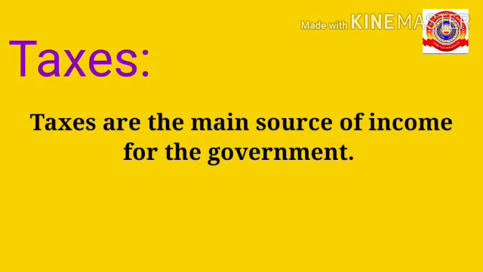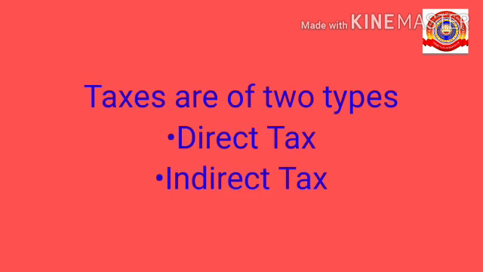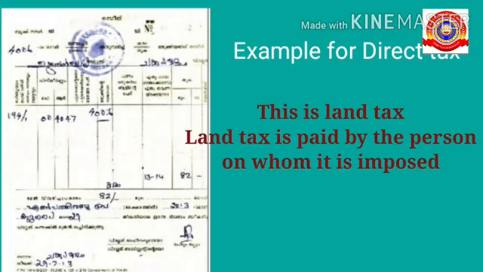Taxes are the main source of income for the government. Taxes are of two types, direct tax and indirect tax. Example for direct tax is land tax. Land tax is paid by the person on whom it is imposed.